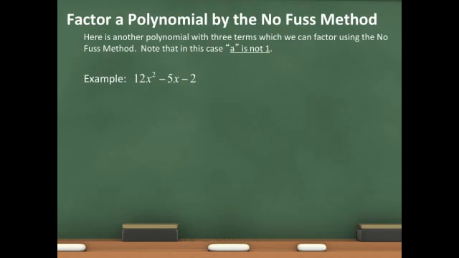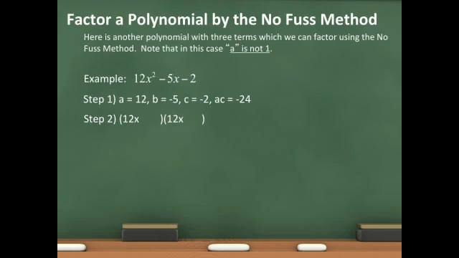Here we have 12x squared minus 5x minus 2. For step 1, we list the values for a, b, c, and AC. In this case, a equals 12, b equals negative 5, c equals negative 2, and AC equals negative 24. Step 2 is to write two sets of parentheses.